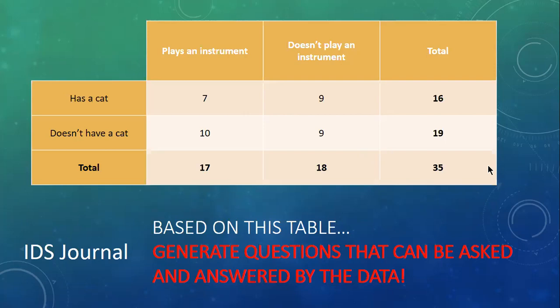Very good. Maddie, go for it. I said how many students did not have a cat but played an instrument, and I said how many students were interviewed. Very good. Yes. Both of those questions can be answered, right? How many students were interviewed? 35. Those were our observations. We have some great questions from you guys as well.